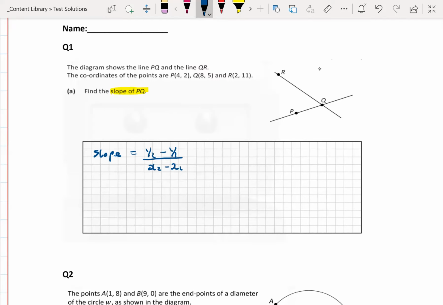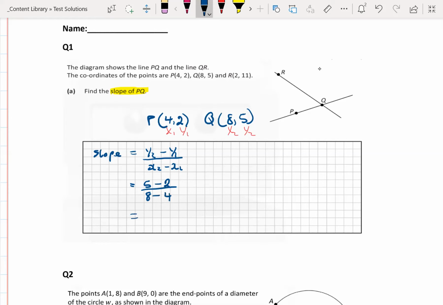So we're talking about PQ. P is (4, 2), Q is (8, 5). And as always, label these x1, y1, x2, y2. Okay? Just substitute them into the formula. y2 is 5 minus y1, which is 2, over x2, which is 8, minus x1, which is 4.